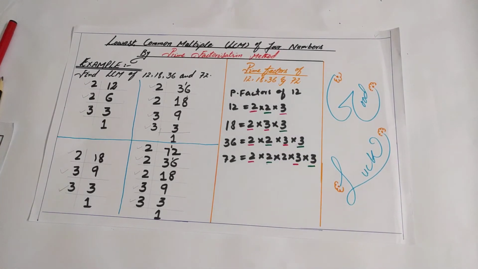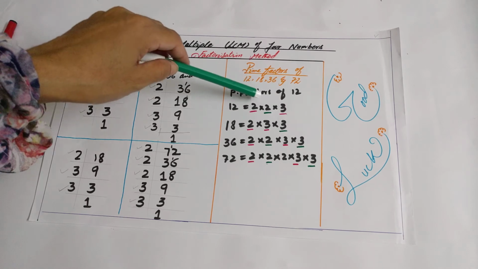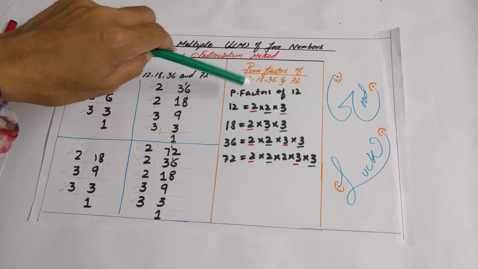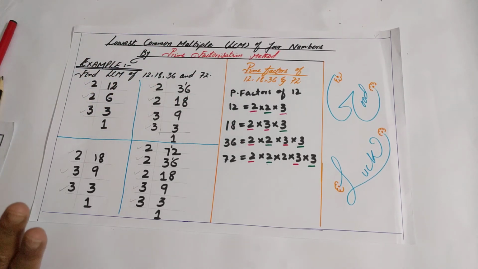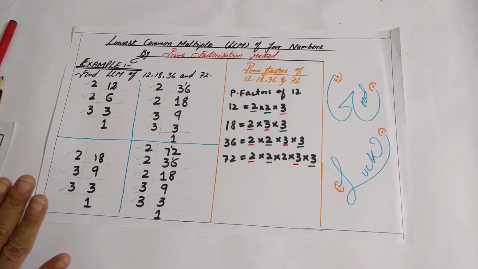Then next is find the prime factors common in 2 numbers. Is there any prime factor which is common in any of 2 numbers? No, there is no more factor which is common in 2 numbers. So firstly you will find the factors which are common in 4 numbers. Then you will find the common factors in 3 numbers. Then you will find the common factors in 2 numbers.